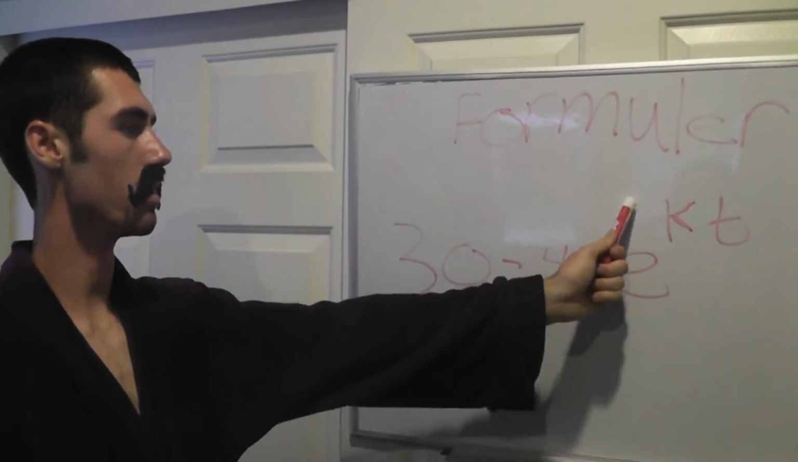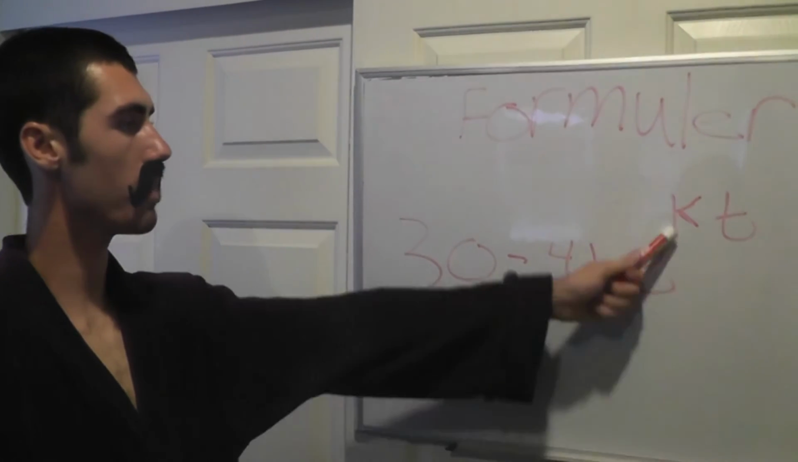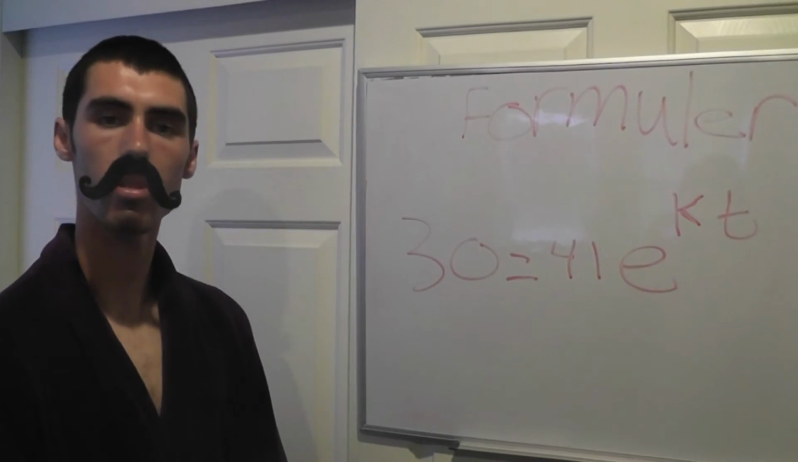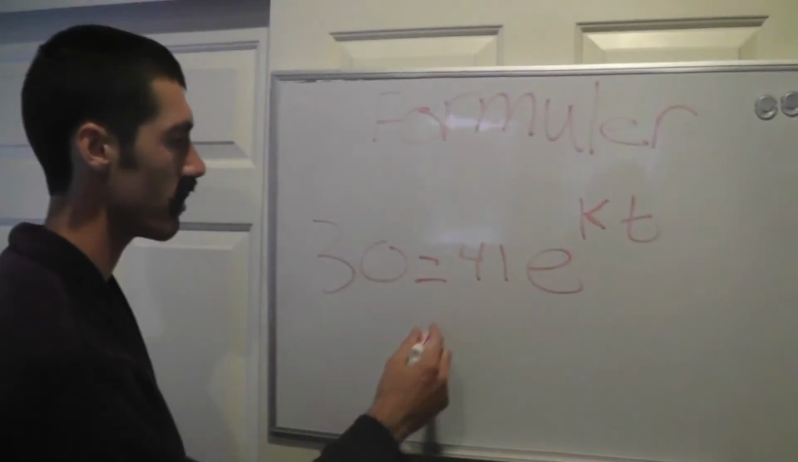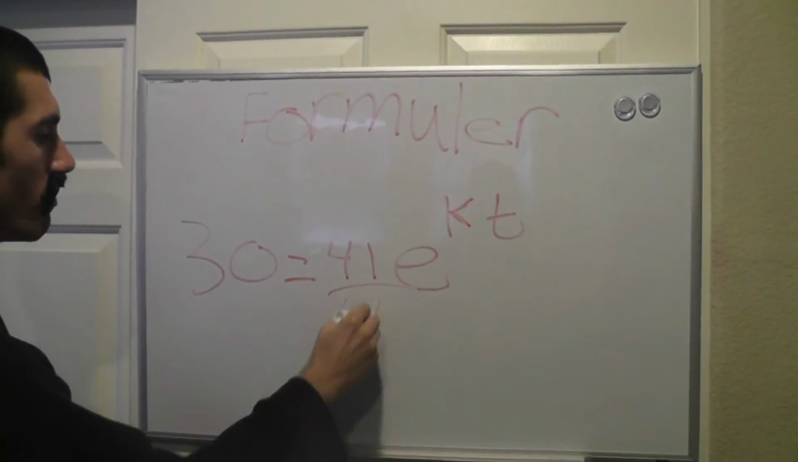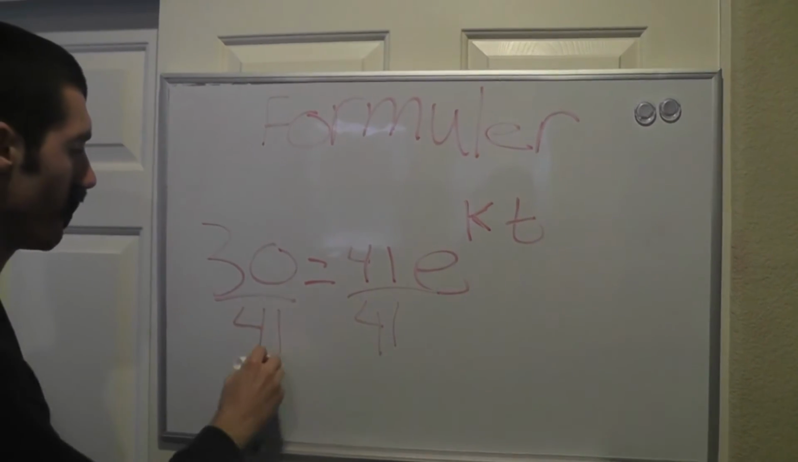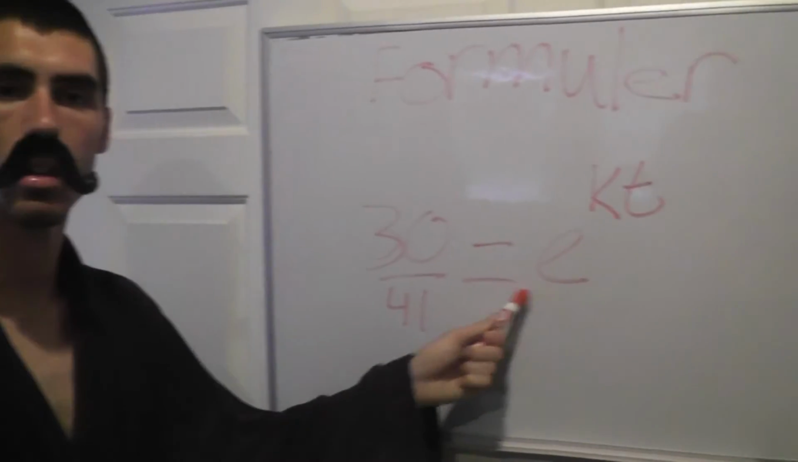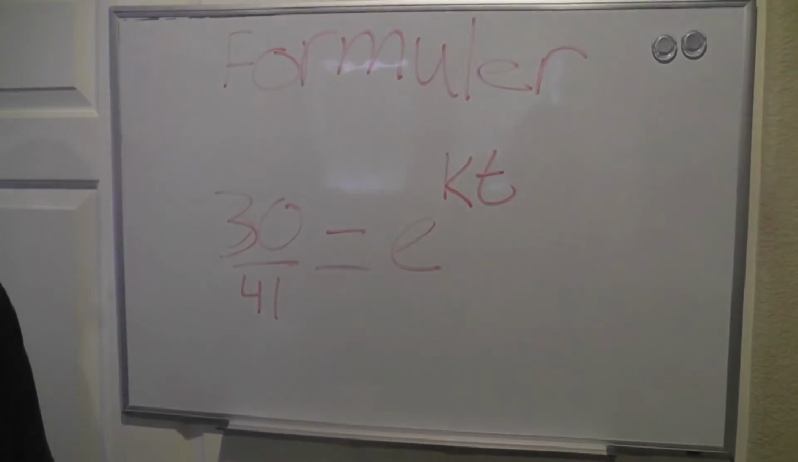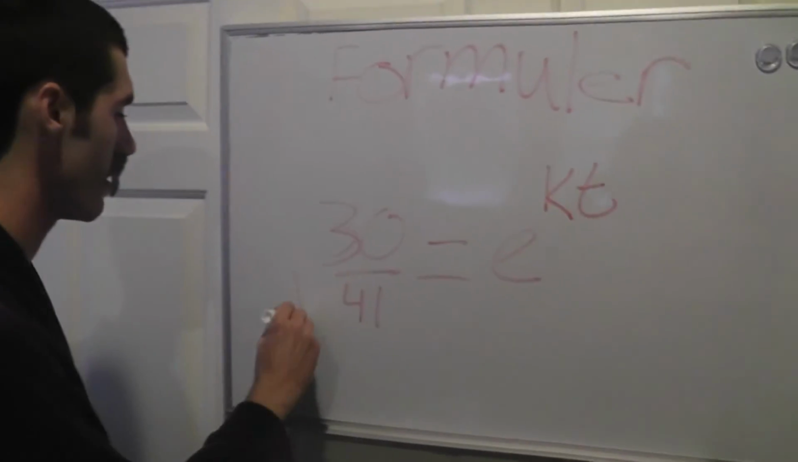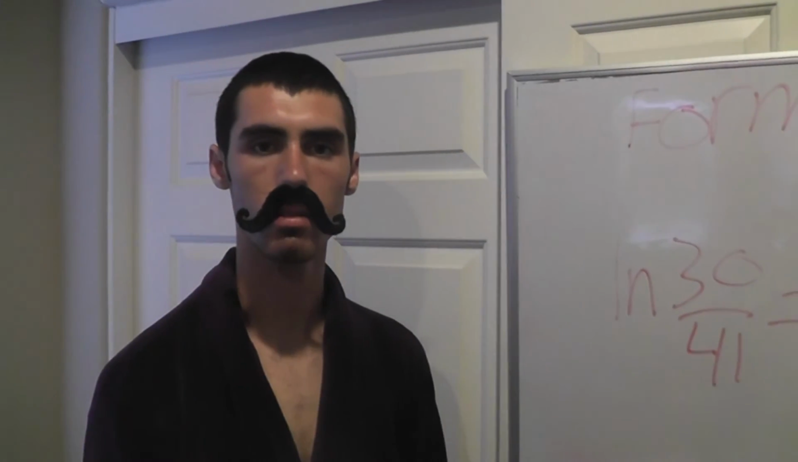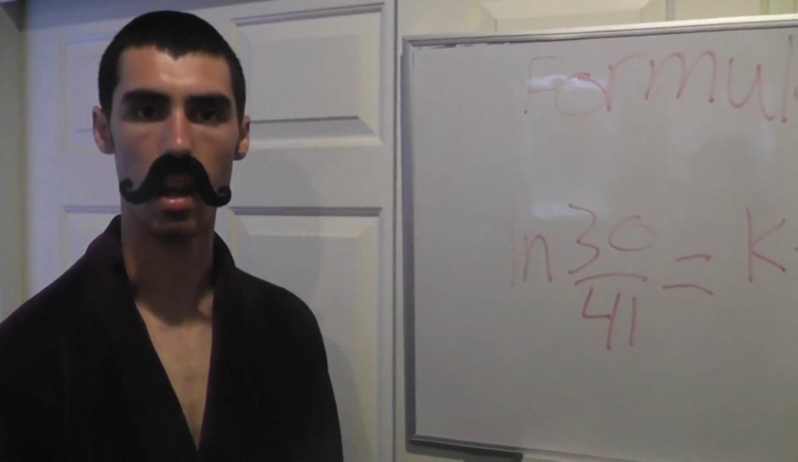We know what K is, but for the sake of space, I have kept it as K. So now, we must do the same thing. Let us first divide by 41. Now, we must get rid of the e. By doing so, we must ln both sides. Now, all we have left to do is divide by K.